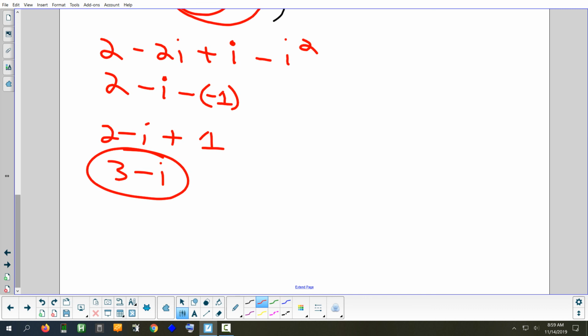Real part, plus or minus, imaginary part. You always want your answers to look like this today. Real, plus or minus, and then imaginary. In this case, in the first box would be 3, and in the second box would be like a negative 1. If it's a 1, you don't have to write it. You can just put the i.